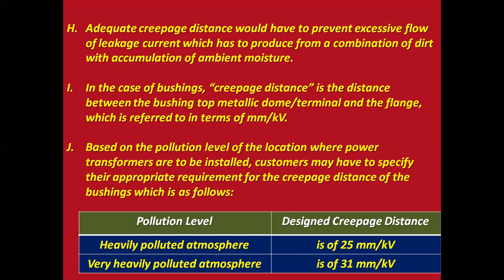Based on the pollution level of the location where power transformers are to be installed, customers may specify their appropriate requirement for the creepage distance of the bushings, which is as follows. Pollution level: heavily polluted atmosphere, design creepage distance is 25 millimeter per kV, and very heavily polluted atmosphere is 31 millimeter per kV. It might be more than 31 millimeter per kV.